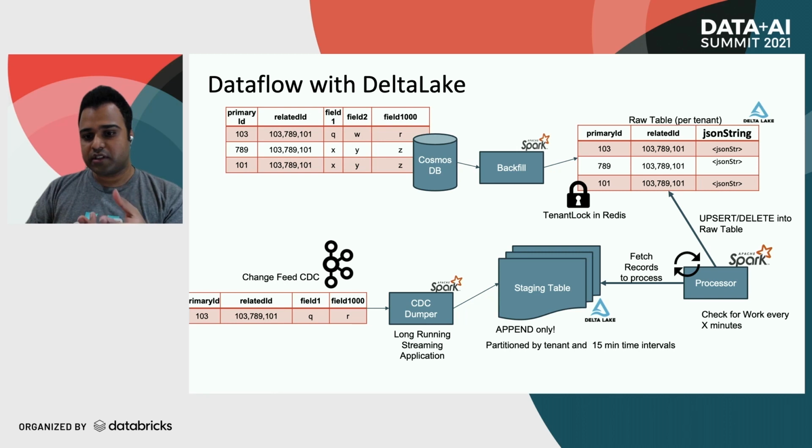And the next question can be, hey, you did say that mutations can cause a problem, as in simultaneous mutations can cause an issue, right? So what if the processor and the backfill are running at the same time? That would be a very likely scenario. And that is why we have a tenant lock put in place on every raw table so that only a single process can actually write into the raw table.